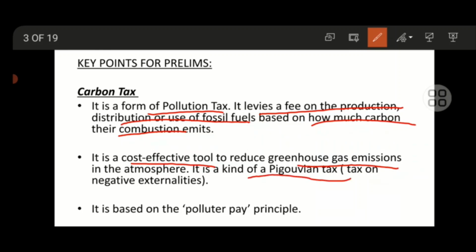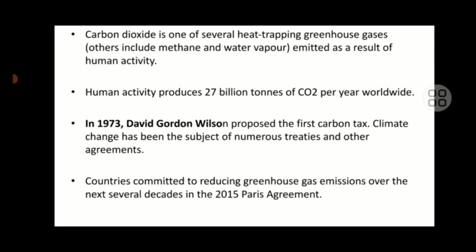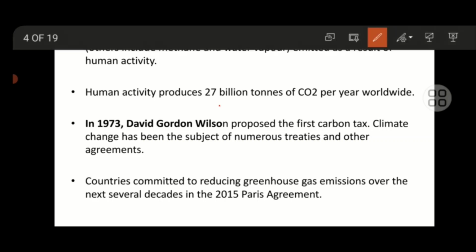It is a kind of Pigouvian tax. It is based on the polluter pays principle. Carbon dioxide is one of the several heat-trapping greenhouse gases emitted as a result of human activity. Human activity produces 27 billion tons of CO2 per year worldwide. In 1973, David Gordon Wilson proposed the first carbon tax.